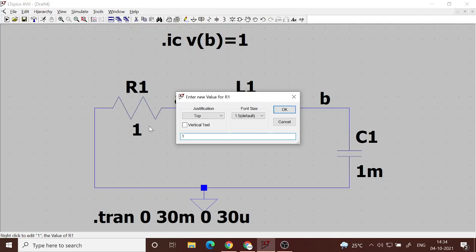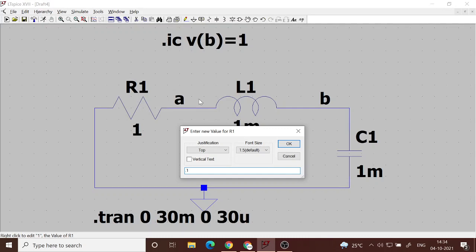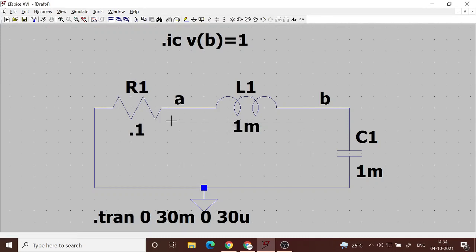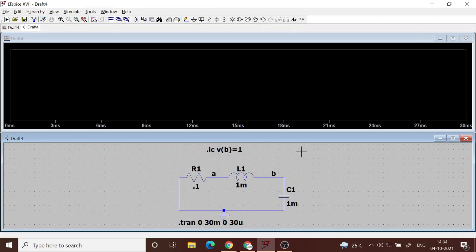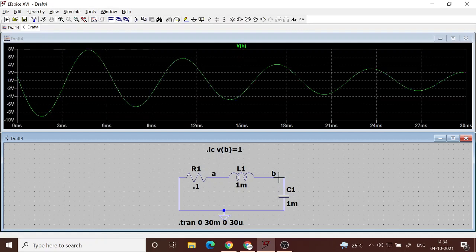Usually, practically, if you are doing it, maybe you should not put any series resistance, just a capacitor and inductor in series, because practical inductors will have some small resistance, so that is enough to get some 0.1 ohm. So now let's see what happens. I expect this oscillation to increase and become more dominant. Yes, you see that with 0.1 ohm not much power is dissipated in one cycle.